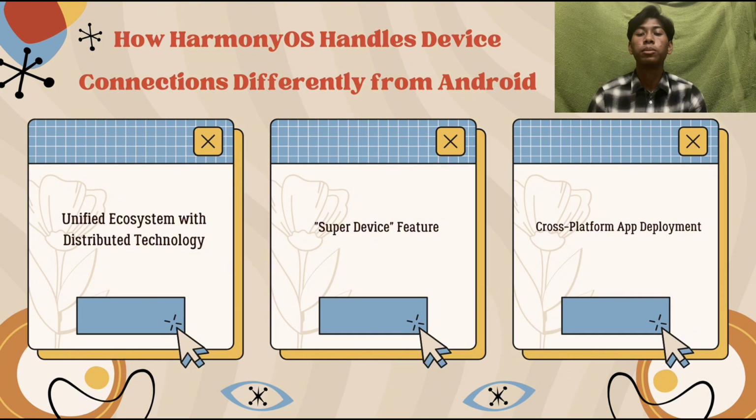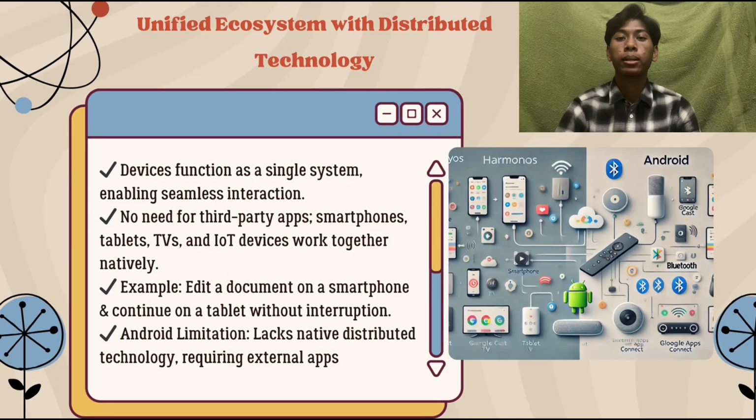for connectivity. And now let's explore the key differences. First, let's talk about how HarmonyOS creates a unified ecosystem using distributed technology.